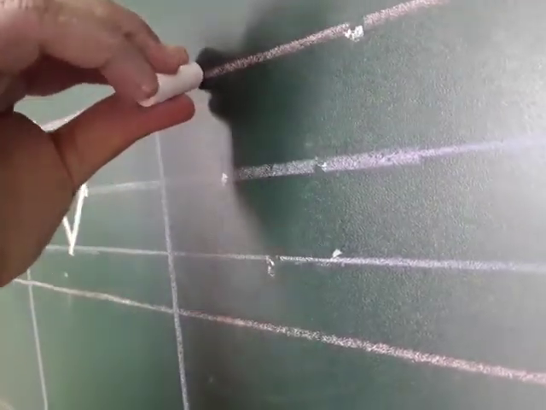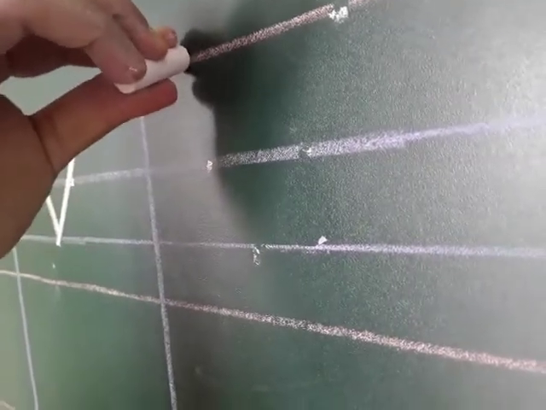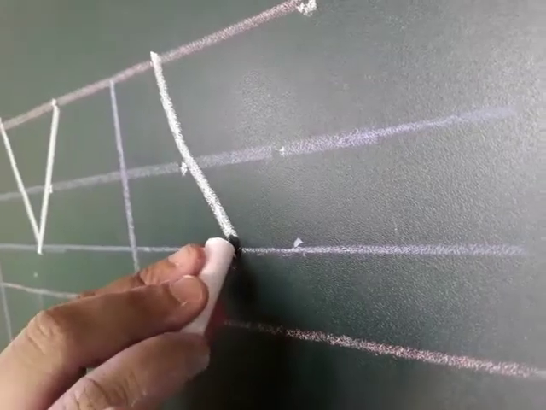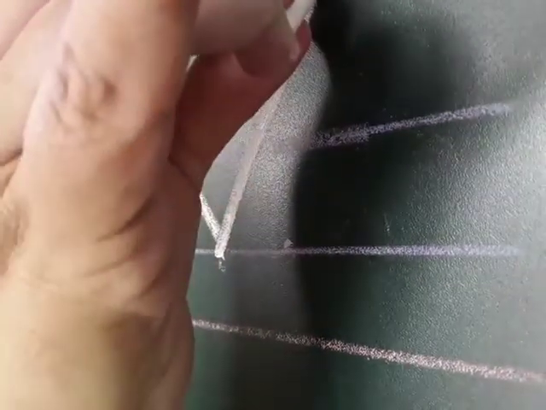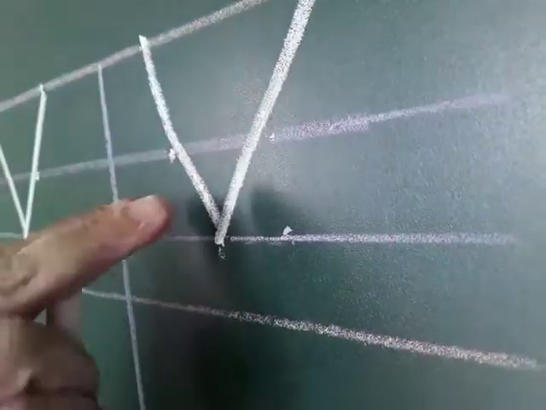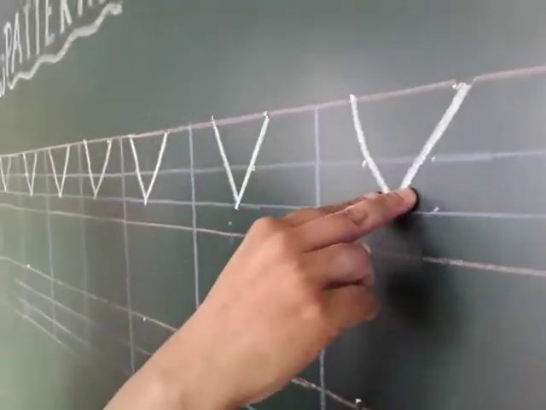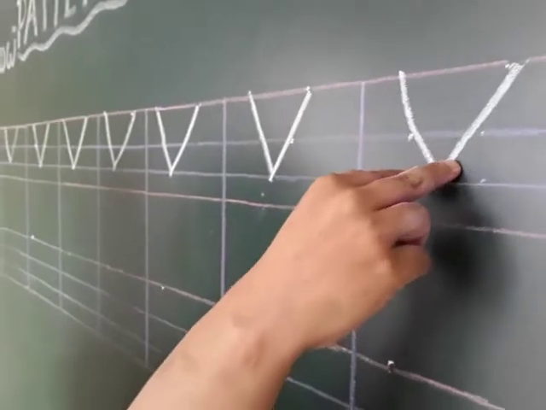If you look carefully, you can understand that this is a left slanting line and this is a right slanting line. Joining these two slanting lines, it will become up arrow.